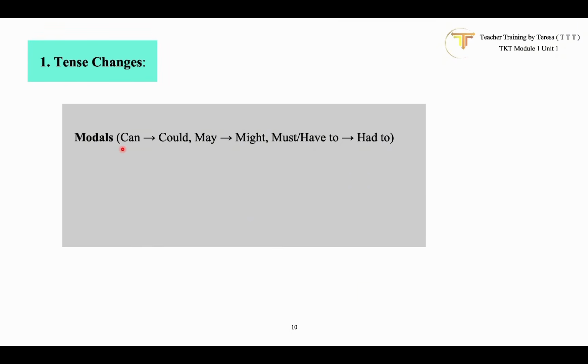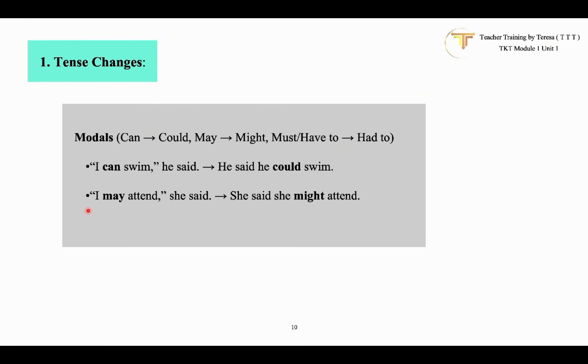Modals: can to could, may to might, must and have to, had to. "I can swim," he said. He said he could swim. "I may attend," she said. She said she might attend. "I must leave," he said. He said he had to leave. No tense change.